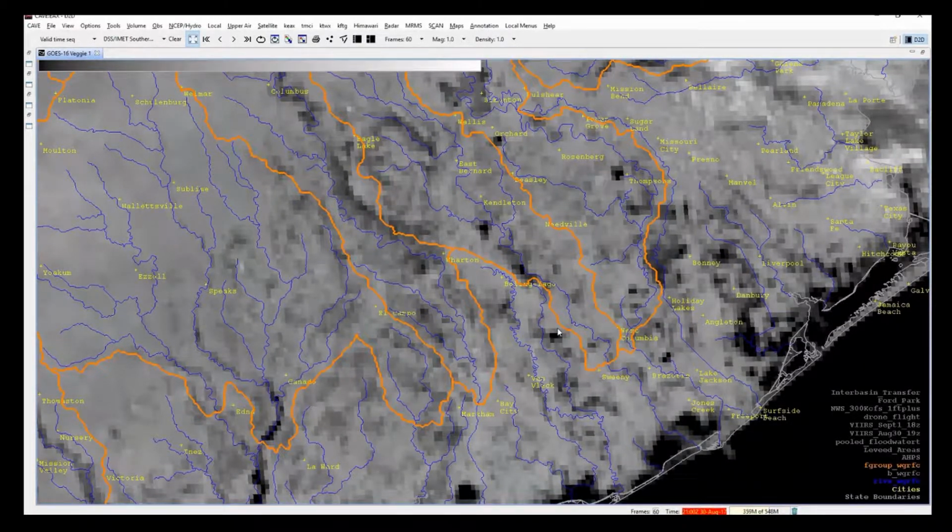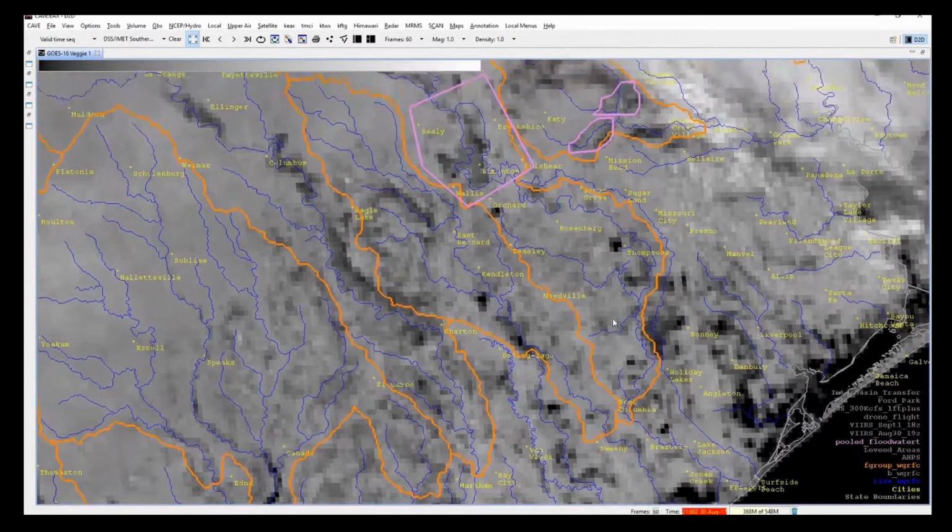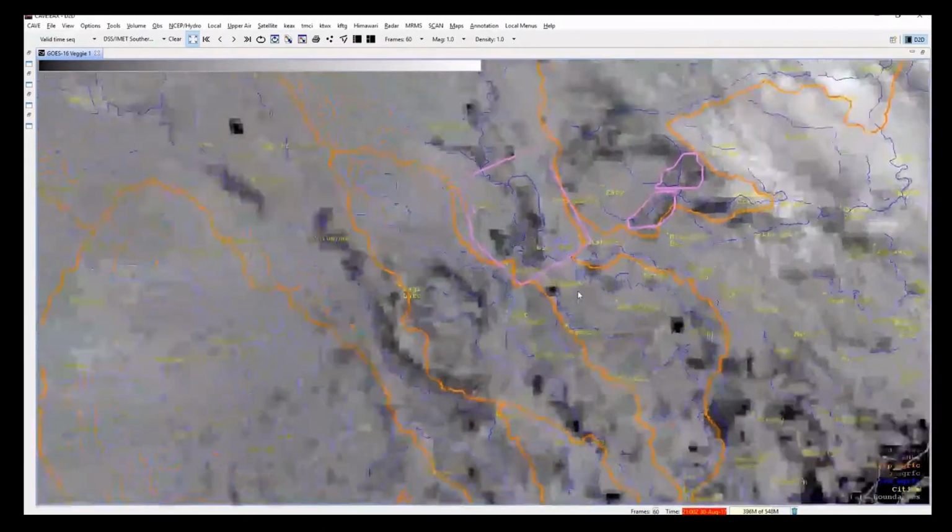Should we add some of these layers? Yeah, let's go ahead and turn on a couple of other layers. Let's start with the floodwater layer.